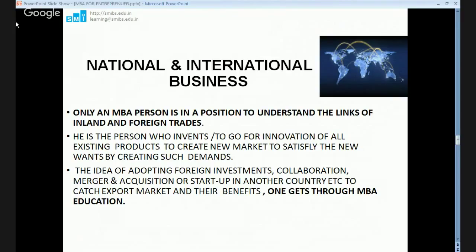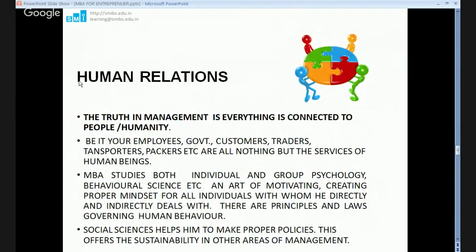So an MBA student, an MBA person, an MBA entrepreneur knows about this and he can plan what to do, at what time he has to enter, and so on. The idea of adopting foreign investments, collaborations, mergers, acquisitions, or startups in another country, etc., to get the export market and their benefits, one gets through MBA education. Today, you find our Indian software companies are buying companies in the US, UK. Those companies are coming down to India, taking over Indian companies. How freely, how nicely the things are happening because everyone is interested to improve his trade, his contribution, his market share.